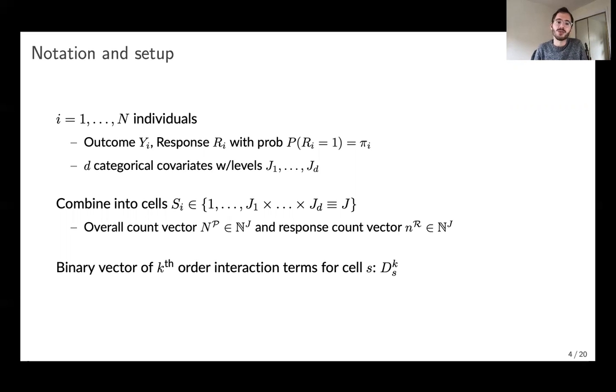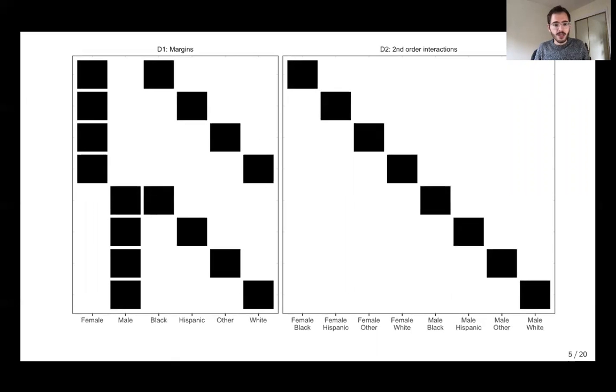And the last bit of notation that we're going to use is a binary vector that represents the kth order interaction terms for cell s. What this means is best exemplified through a picture. Here I have a bunch of examples of these D_s^k, where the first column is D1, right? So this is first order interactions, or margins. If we look at the top row, the cell that we're looking at here is female and black. So in the margins, it's going to have a 1 for female and a 1 for black, and that's denoted by these black squares on the white background. And then if we look at D2, which is the second order interactions, it's going to have only one square lit up, and that's female and black. Here we just looked at the interaction between sex and race, but we can also include a bunch of other covariates, and then these matrices will become bigger.